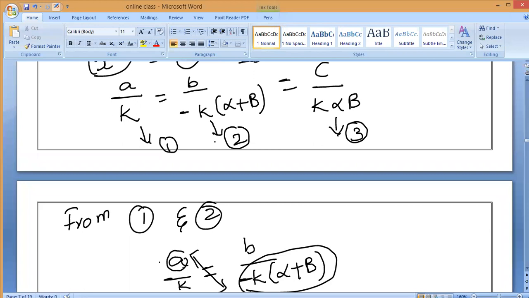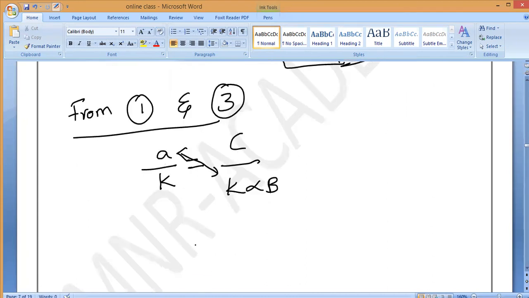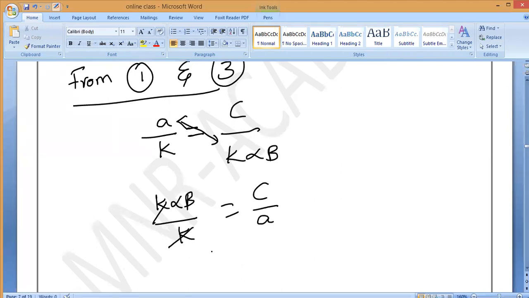First, compare 1 and 3 ratios. C by k equals alpha beta. Now do the cross multiplication, all of you. So k alpha beta by k, which equals C by A, will come. Is it yes or no? C by A, ma'am. So K and K cancel, and we get alpha beta equal to C by A.